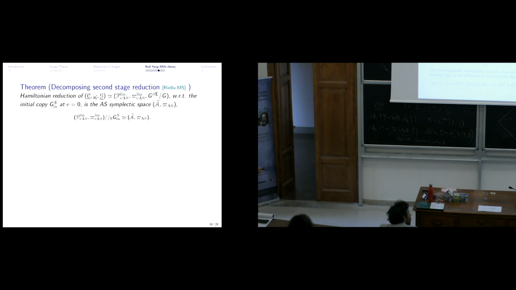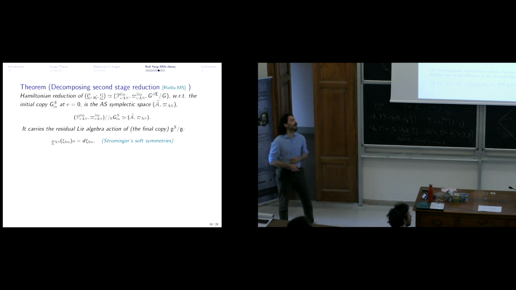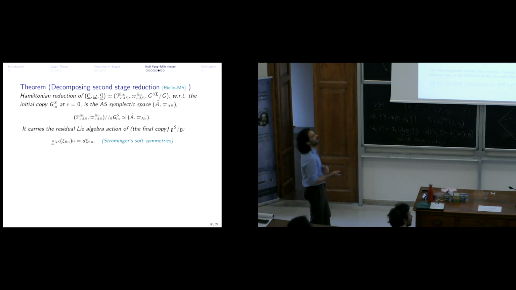The partial second stage reduction of the Yang-Mills on a null surface produces exactly the Ashtekar-Streubel symplectic space if you set the initial electric field to 0. Otherwise, not. There is a residual Lie algebra action of the final copy up to constants, which is exactly the soft symmetries that Strominger has introduced.